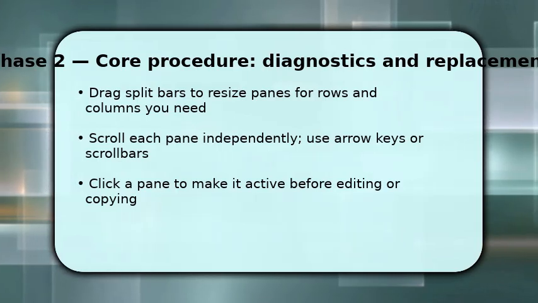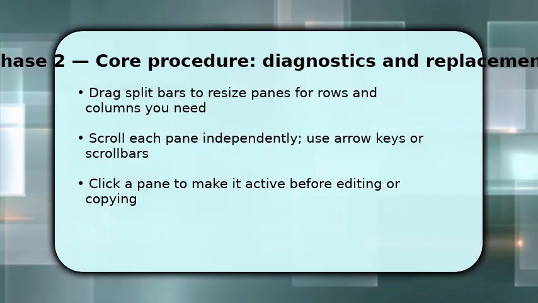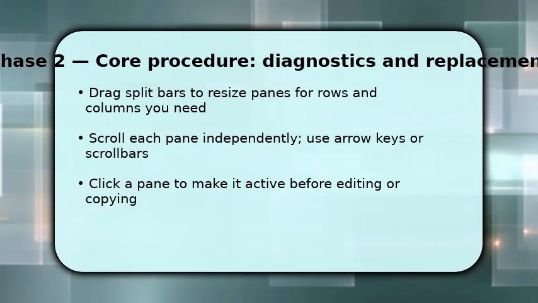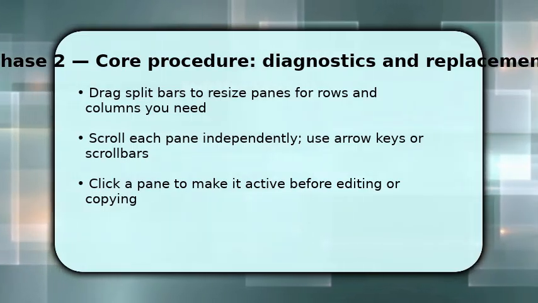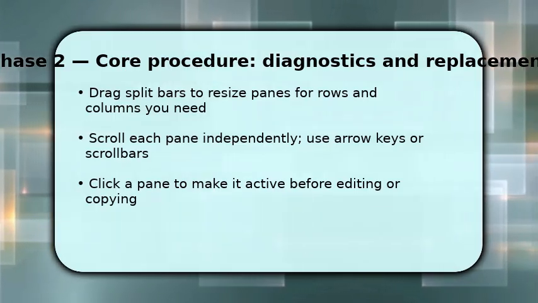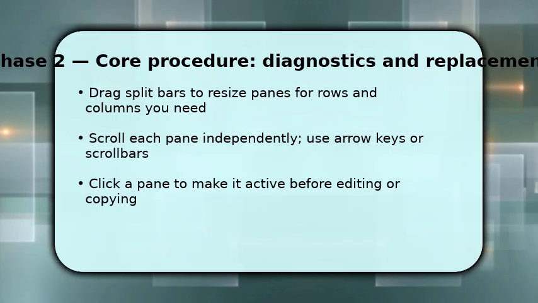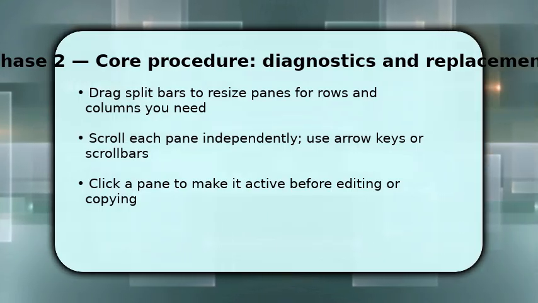You can scroll each pane independently using the mouse wheel, arrow keys, or scroll bars. Make sure to click inside a pane to activate it before typing or copying, because actions apply only to the active area. If you want only a single horizontal or vertical split, start with a cell in row 1 or column A. Then click Split again.